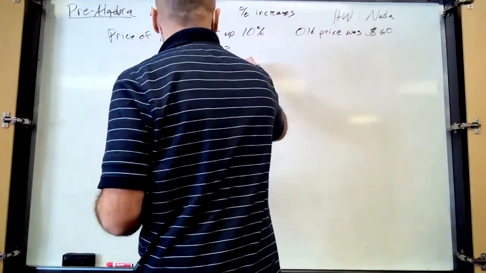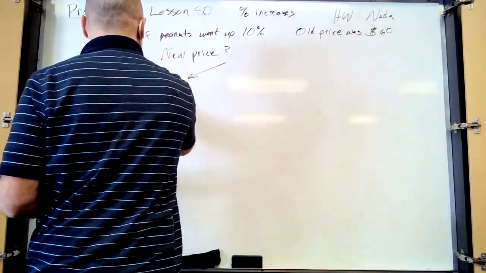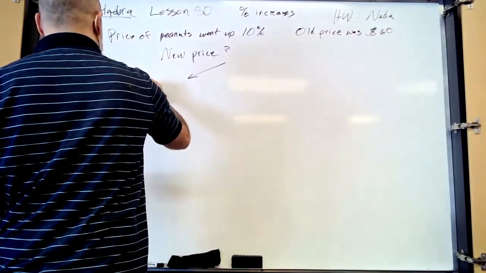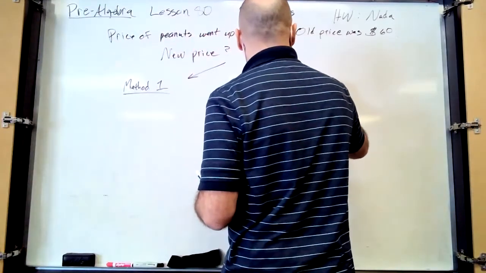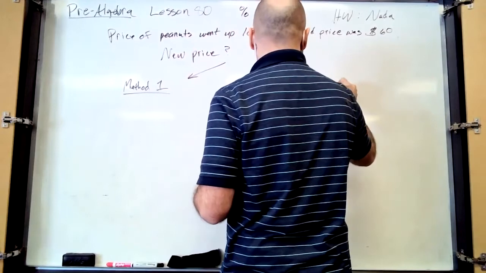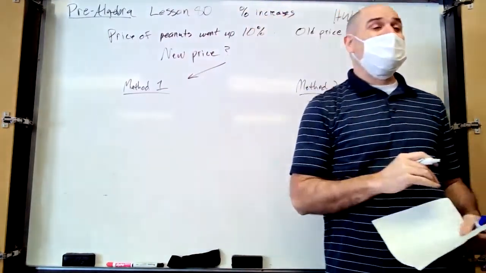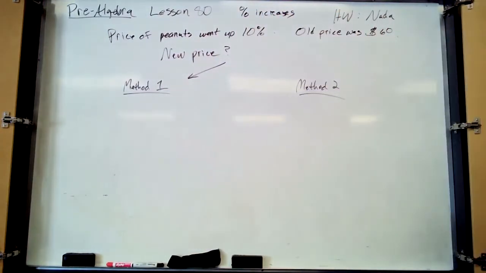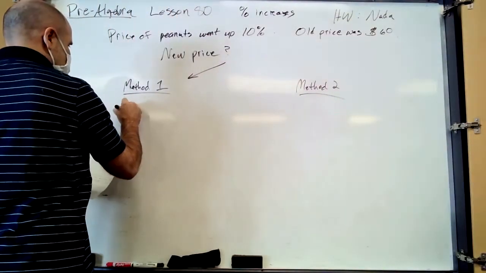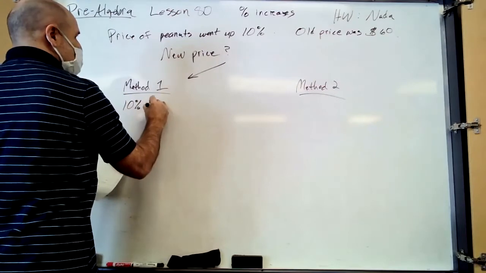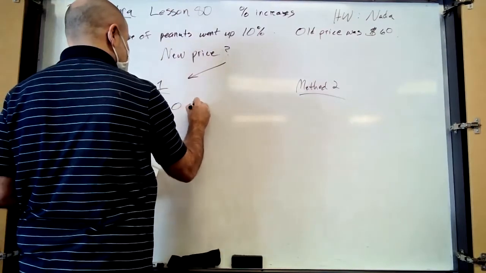That's right. So there's two methods here, guys. So method one. Here's method two. I'm going to show you both ways, and you can use whatever method you want. So here's what Ben did. Step one, 10% of 60 is 6.